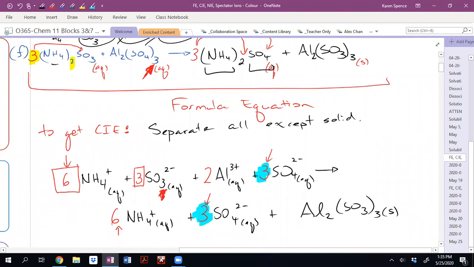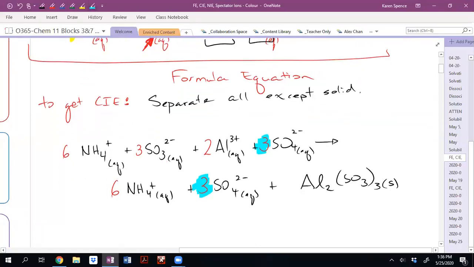And then finally, there was no coefficient for this and it's not an ion anyway. So that was our complete ionic equation, also known as the total ionic equation. Just tidy it up a bit so it doesn't look as messy. Can you look at that and see what the net ionic equation would be?